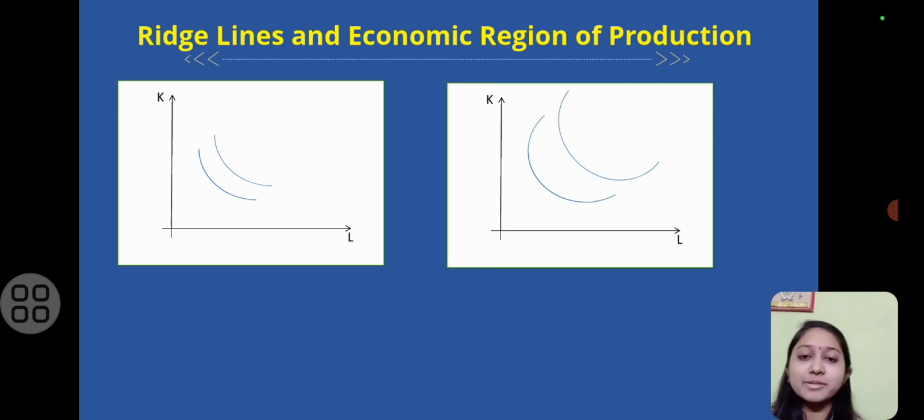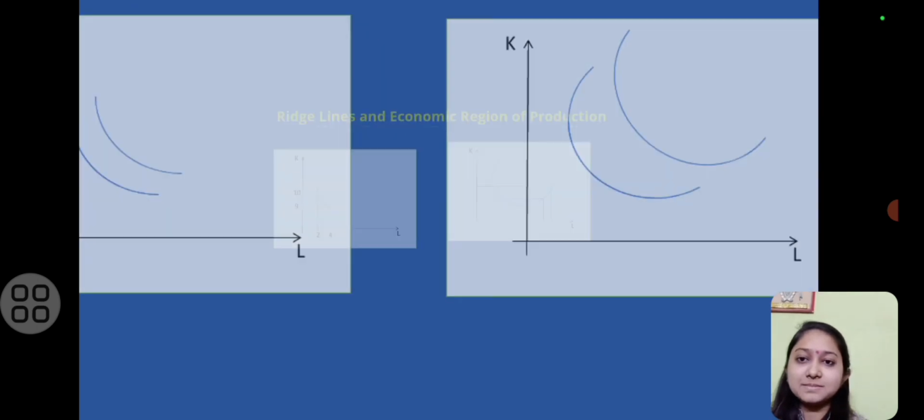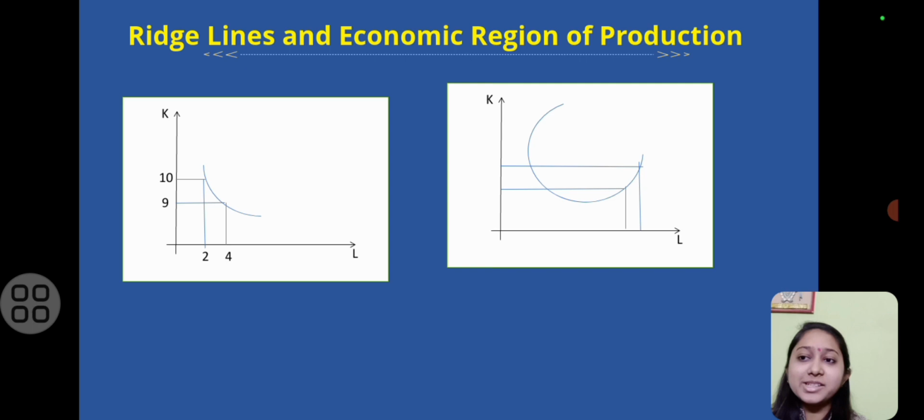So what does this imply? As you can see, substitution was possible for the left side, the initial graph, but on the right side we can notice that as labor is increased, capital is also increased, or as capital is increased, labor is also increased. It means the same level of output requires more inputs. The same level of output, say 100 units, requires more of both the inputs.